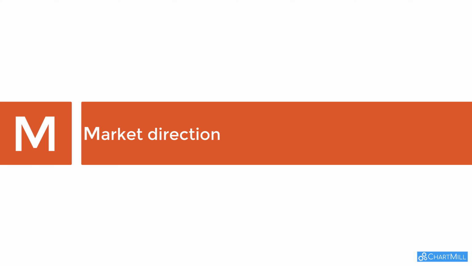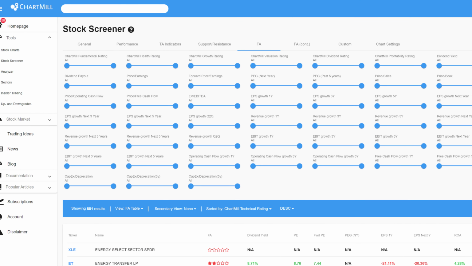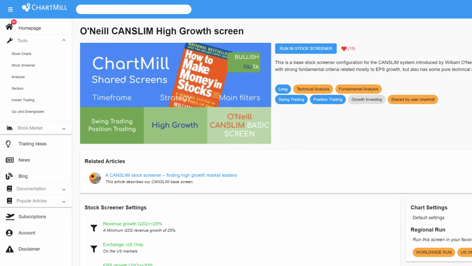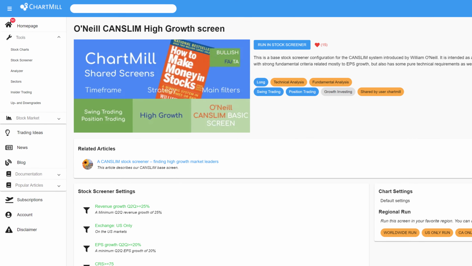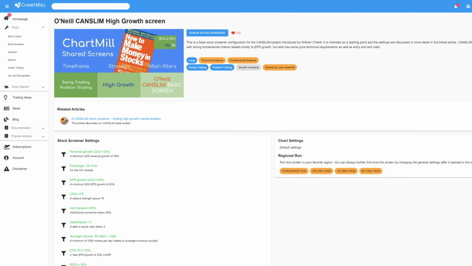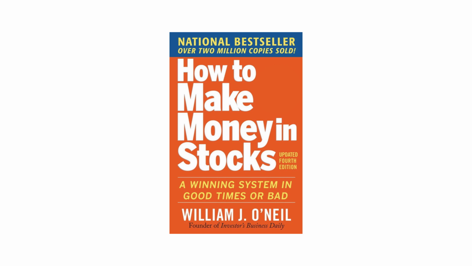In the next sections, we will go over each of these criteria and describe how you can translate these criteria into filters for the ChartMill stock screener. We created a predefined screener configuration for the CANSLIM system, but we will also provide some additional filter suggestions. For a deeper and full understanding of these criteria, we do advise to read the book.